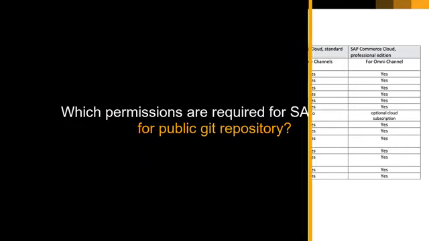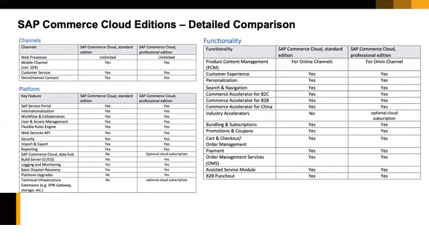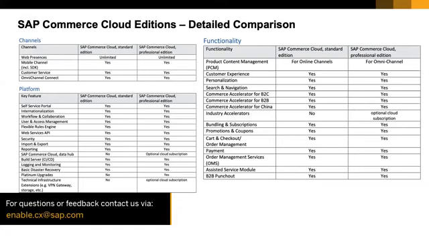For a public Git repository, what permissions need to be given for SAP access? Read-only permission is enough. So CCV2 does not write anything to your repository. It will only fetch the custom code to create the build.